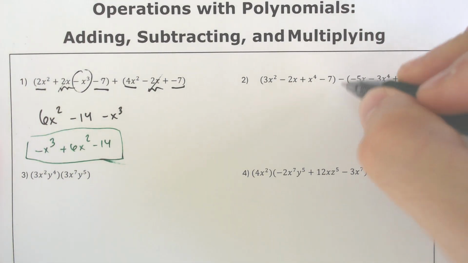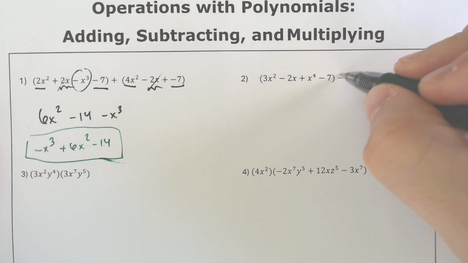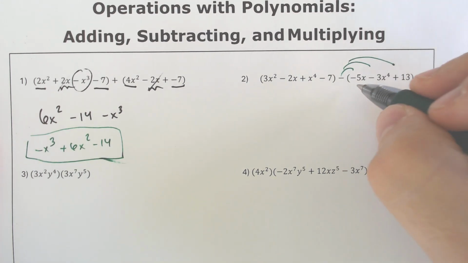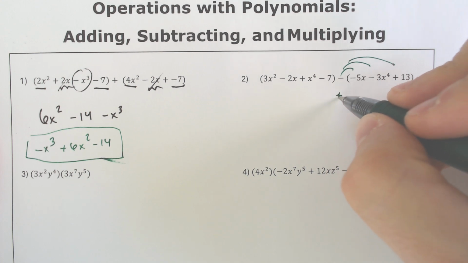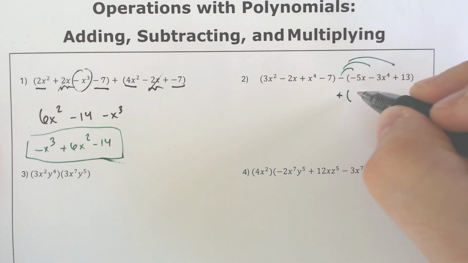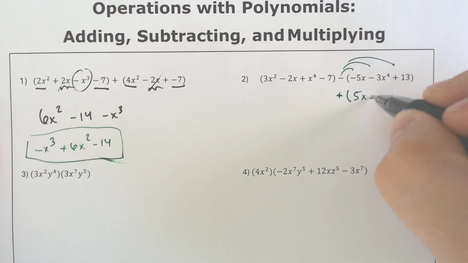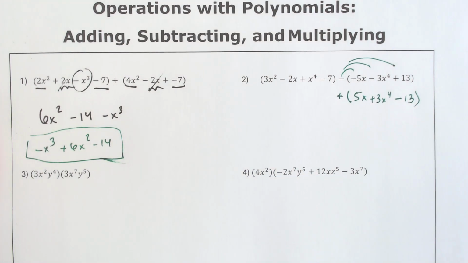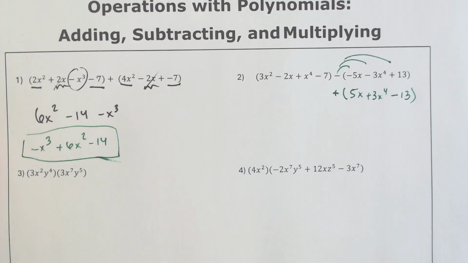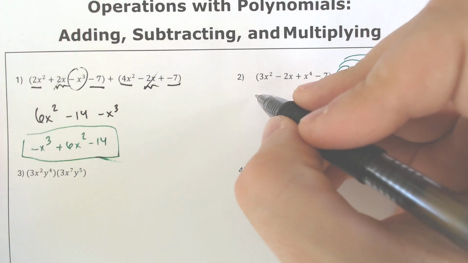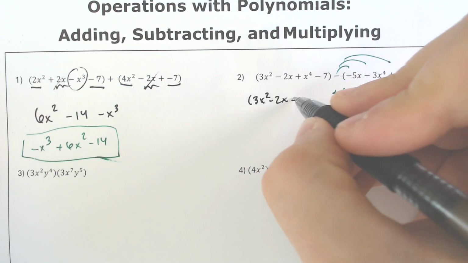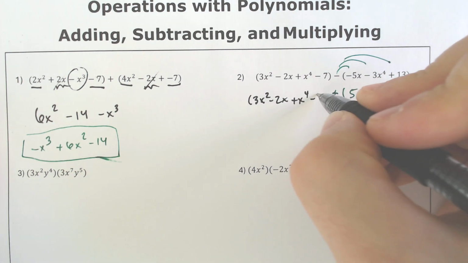If you have a minus in between, however, you should distribute the negative, thus subtracting every single one of these. So if we distribute the negative, we're going to change it to a plus, and this is going to be a positive 5x, a positive 3x to the fourth, and a negative 13 after we distribute that negative, essentially negative 1. If you want to, you can rewrite this part over here. You do not have to. I'm doing it for your viewing benefit.